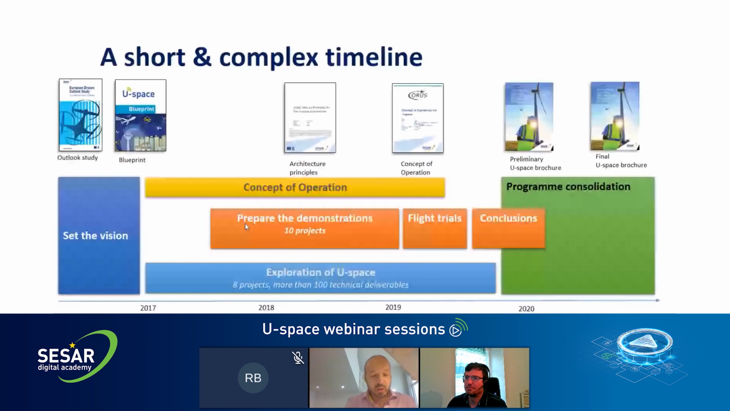So 10 demonstration projects, 8 exploratory projects, and one project dedicated to the CONOPS have been launched together. Today, as I'm speaking, almost all of them have delivered their final outcomes, and the SGU is working on the consolidation of these results. At the beginning of March, a first document, the USpace brochure, was released.